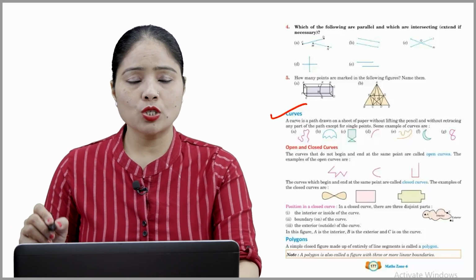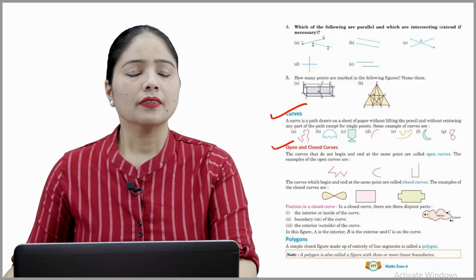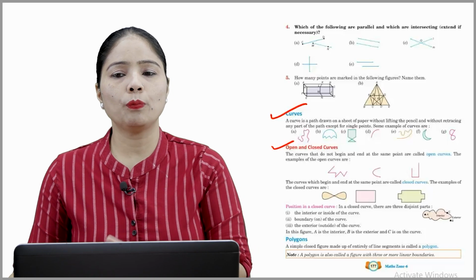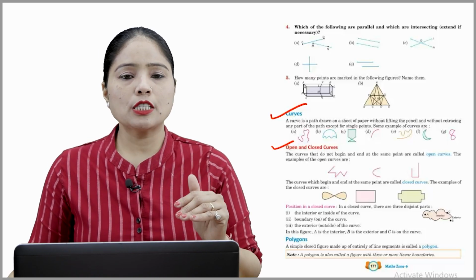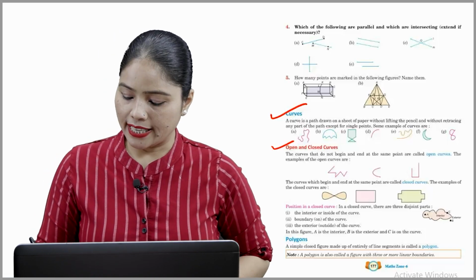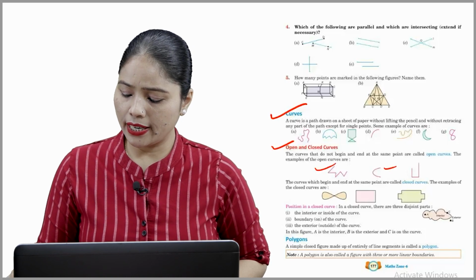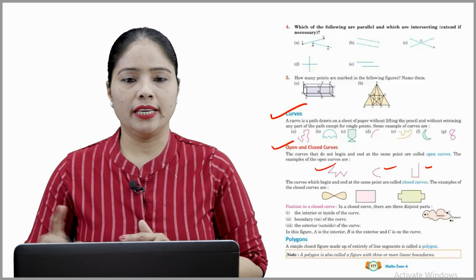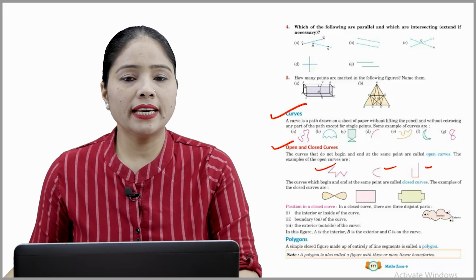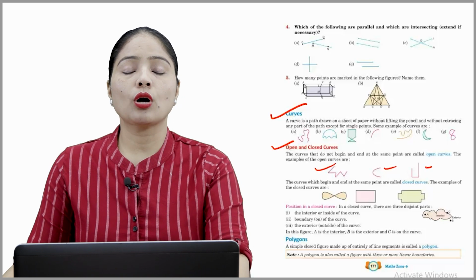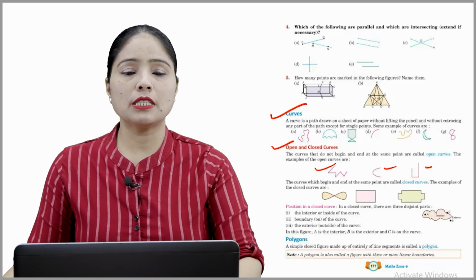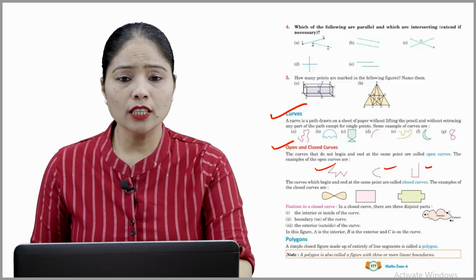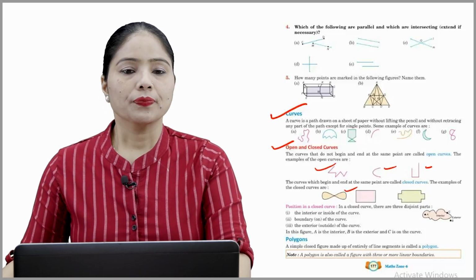Now open and closed curves क्या होते हैं? Let's see. The curves that do not begin and end at the same point are called open curves. The examples of open curves are like that way beta. ये हमारे क्या है? Curved तो हैं but कैसे हैं? Open हैं हमारे ये. The curves which begin and end at the same point are called closed curves. The examples of closed curves are like that. ये हमारे क्या हैं? Closed हैं ये सारे के सारे.